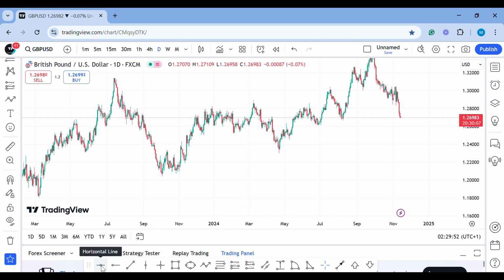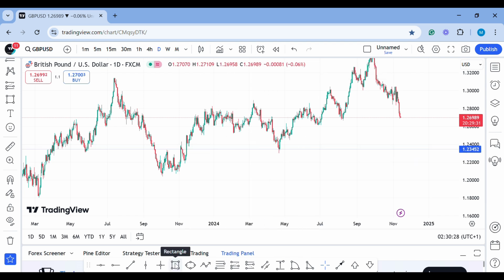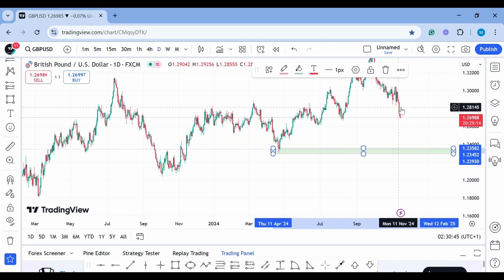Then we'll see. Then take out your horizontal ray. Place it there. So remember, support and resistance level is not just a line. You take your rectangular tool, put it here, drag it from this point to here. Remember, it's a zone. Push it to the right hand side. So these are where you should be expecting price to get to before you take action forward for a buy.